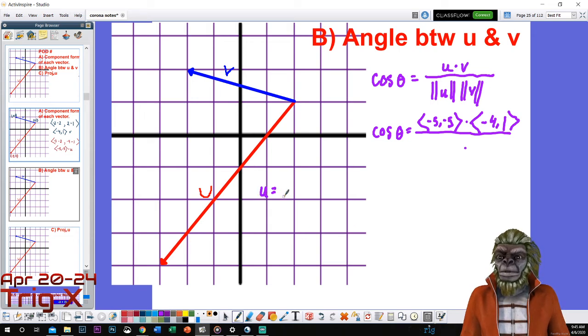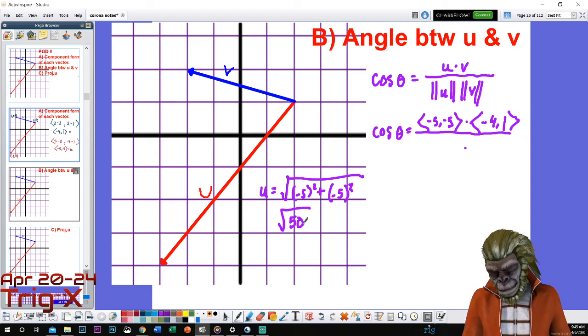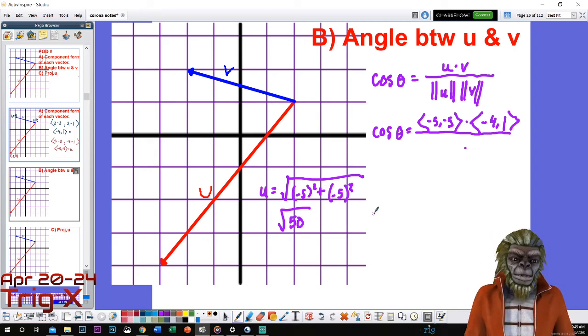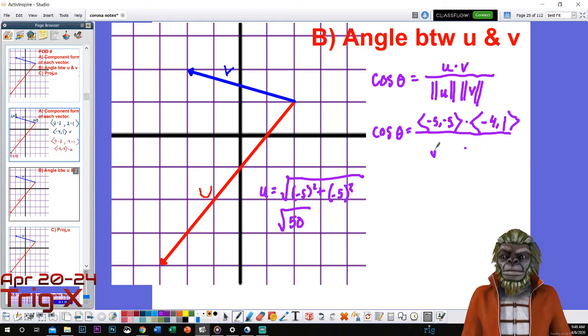So for u, let's find the magnitudes over here. Remember, magnitude's the distance. That's going to be the distance formula. So magnitude of u is negative 5 squared plus the other negative 5 squared. That's going to give me 25 and 25, which is 50. Now, a lot of you want to reduce this. No need to reduce because we're just going to be typing it in the calculator and multiplying it by another number. So we will avoid the possibility of maybe making a mistake. So let's just leave that as square root of 50.